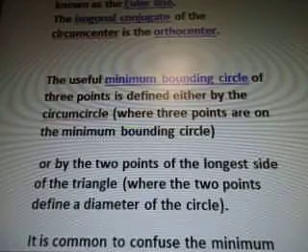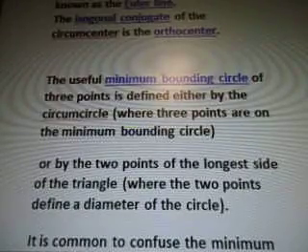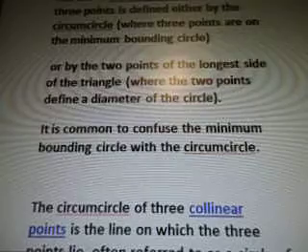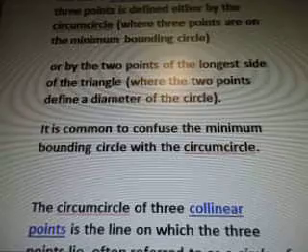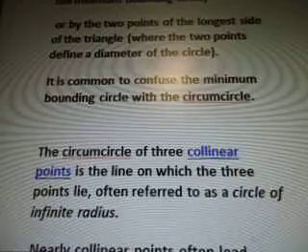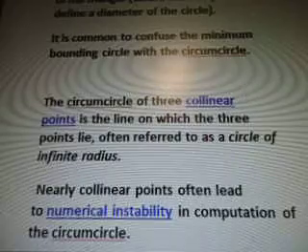The useful minimum bounding circle of 3 points is defined either by the circumcircle, where 3 points are on the minimum bounding circle, or by the 2 points of the longest side of the triangle, where the 2 points define the diameter of the circle. It is common to confuse the minimum bounding circle with the circumcircle.